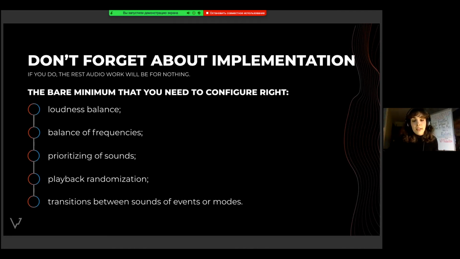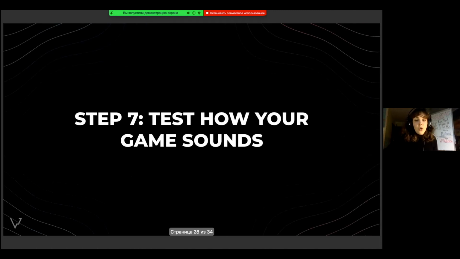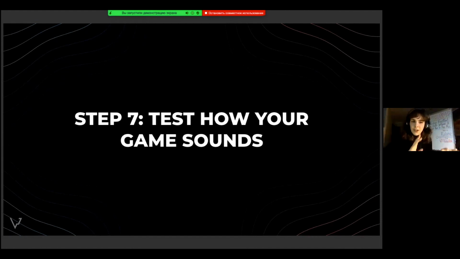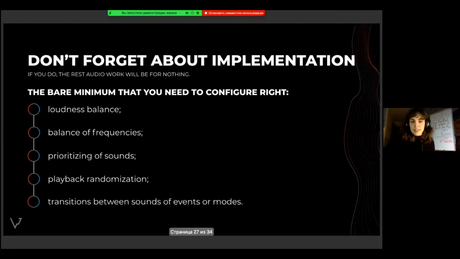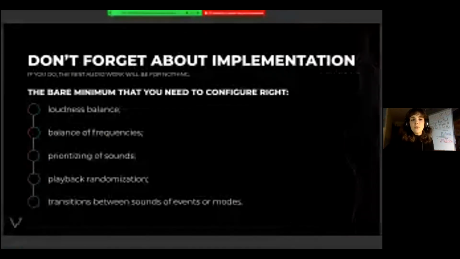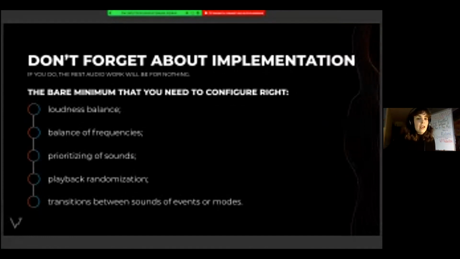So here, yeah, you have this. If you did that right, you need to go to the next step. I will repeat once again about this implementation part. You can do this yourself. You need to configure right the bare minimum, which is loudness balance, balance of frequencies, prioritizing of sounds, playback randomization, and transitions between sounds of events or modes. And after you're good with this, you can proceed to testing your game and how everything sounds in there.